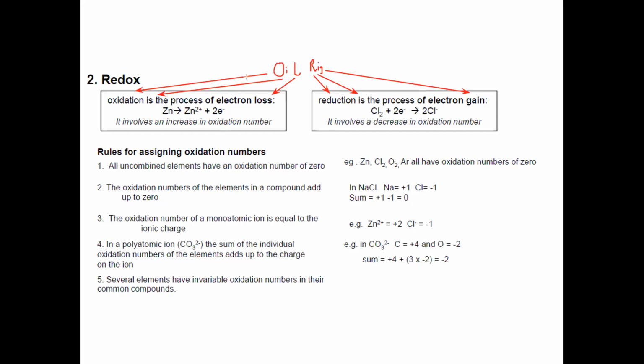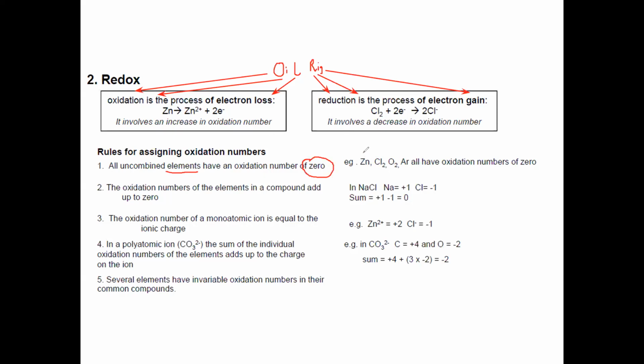Now, rules of assigning the oxidation number. Oxidation number is a charge that appears when two or more elements form a compound. That charge on the element is known as oxidation number. But in the element state, when it is not combined with any other atoms, all have oxidation number 0.